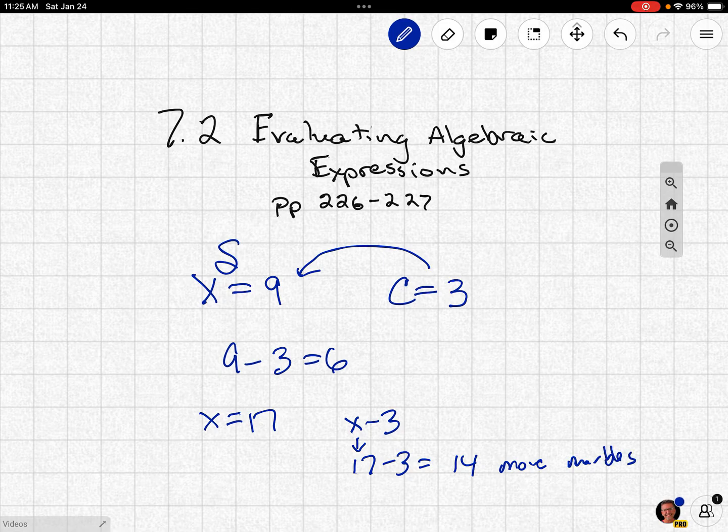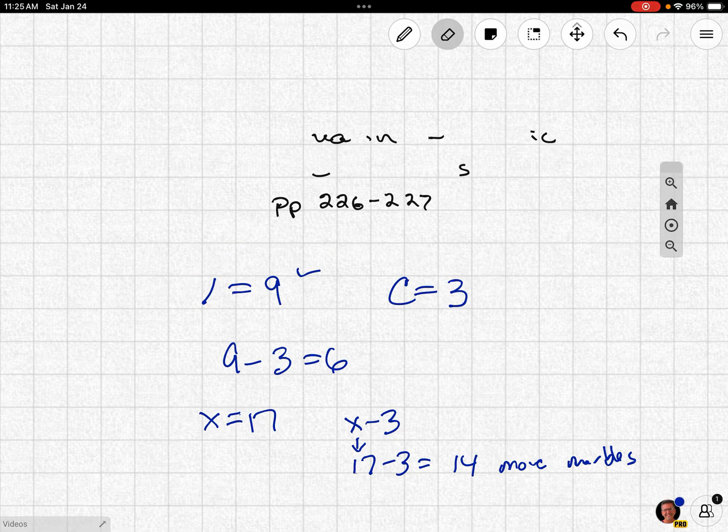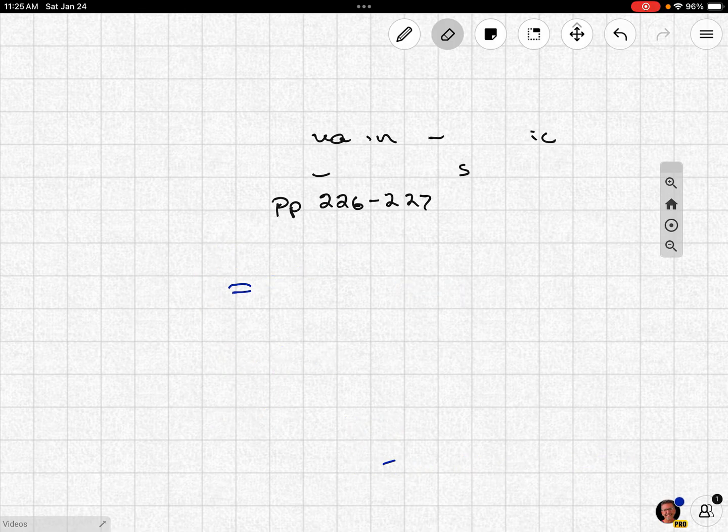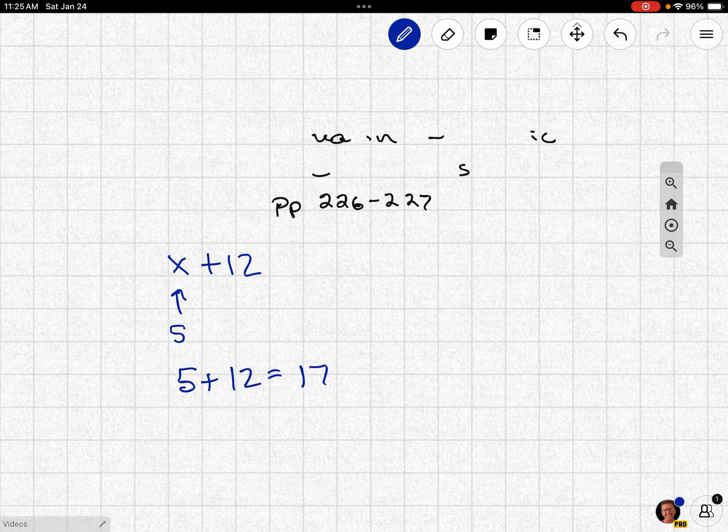Okay, now we're moving on to letter B at the top of... Oh, I didn't mean to erase all that, but that's okay. We don't need that there. We're going to move on to letter B at the top of page 227. Evaluate x plus 12 when x is 5. x plus 12, if x is equal to 5, then all we have to do is substitute that 5 in there for the x. 5 plus 12 is 17. I just evaluated it and found out that the answer was 17. That's letter B. How about C?